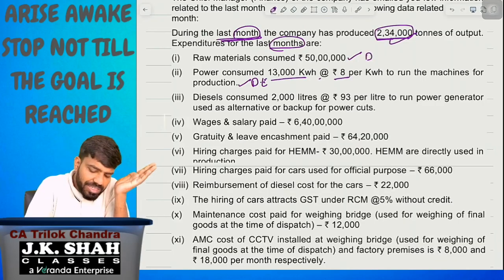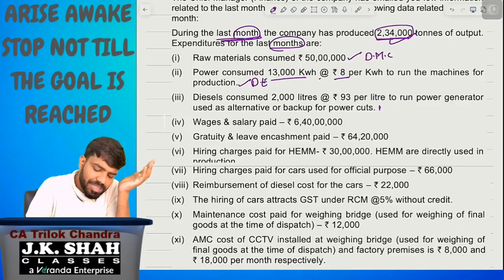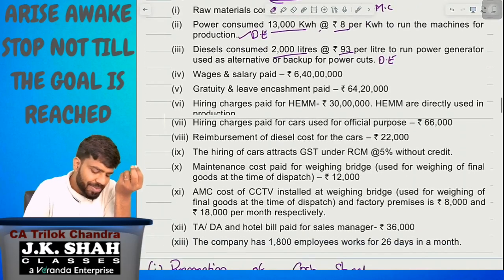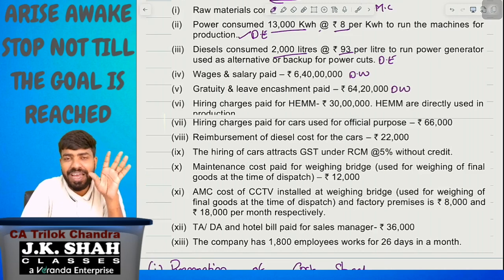Are you understanding? So this is direct material consumed. This is direct expense. Next, diesel consumption. This is also direct expense. 2000 liters into 93 divided by 2,34,000 will give per unit. So it's a direct expense. Wages, salary paid, direct wages. Gratuity and leave encashment paid to the workers. So direct wages.